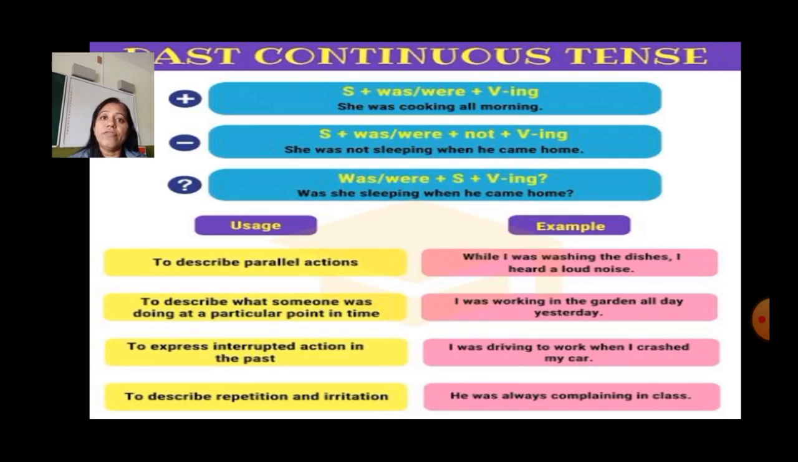Now, we have learned the use of past continuous tense. At what time do we use past continuous tense? To describe parallel action, we use past continuous tense. For example, while I was washing the dishes, I heard a loud noise. It is used to describe what someone was doing at a particular point in time. For example, I was working in the garden all day yesterday.